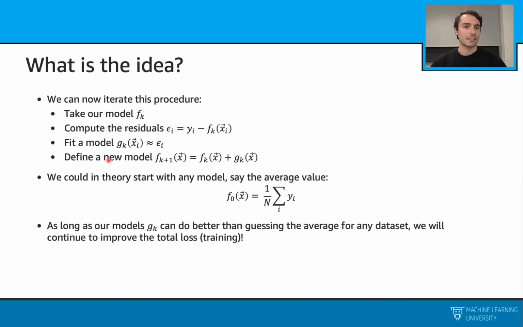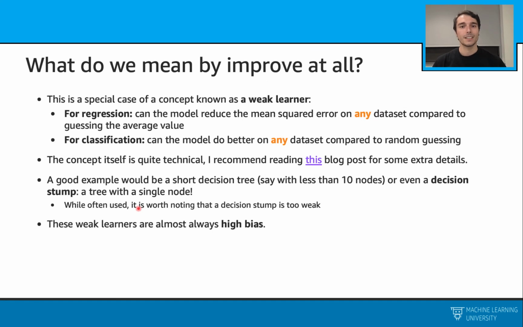And in theory, we can start with any model, so our f sub 0 can be something simple, just like the average value. But as long as our model's g sub k's can do better than guessing the average value in our data set, we will continue to improve on our cost functions. So that was the idea behind boosting.